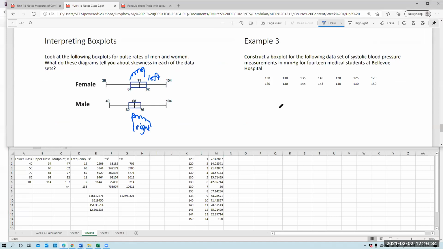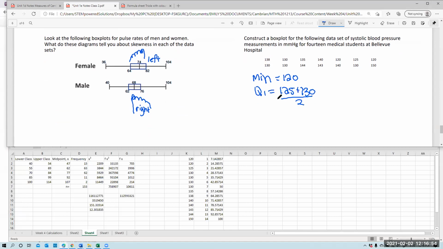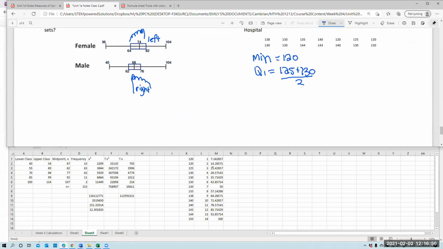Okay, so in order to calculate, my minimum data point is equal to 120. My Q1 is equal to 125 plus 130 divided by 2. I'm going to have to do an average there because it's smack dab between the middle of these two values right here.